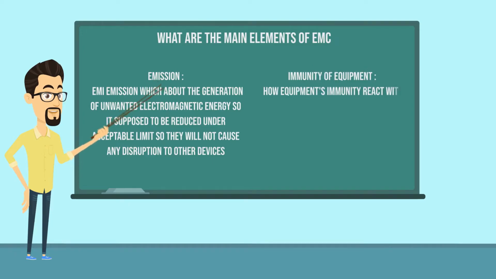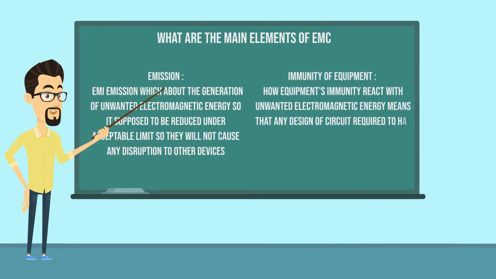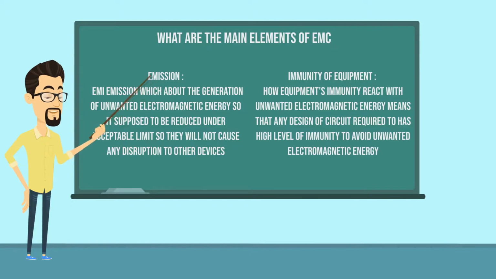Second element is the immunity of the equipment, which is how the equipment reacts to the unwanted electromagnetic energy. It means that any design of a circuit is required to have a high level of immunity to avoid unwanted electromagnetic energy.